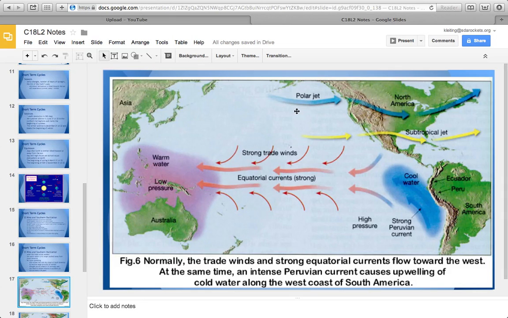So here we have what normally happens. This is a normal event. We have those strong trade winds blowing across, and when those strong trade winds blow across, they essentially pull that air from the coast of South America. When they pull that air, upwelling happens, which means, again, we have cold water coming from the deeper parts of the ocean here and moving across.